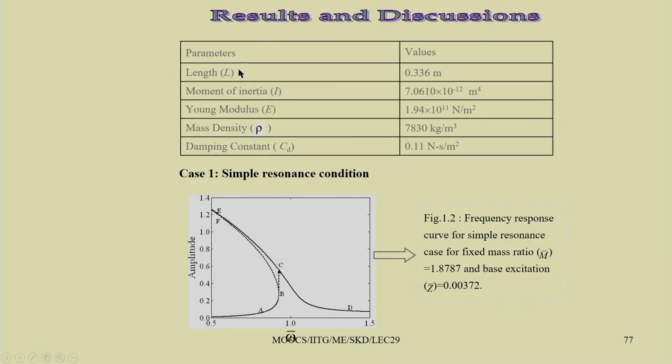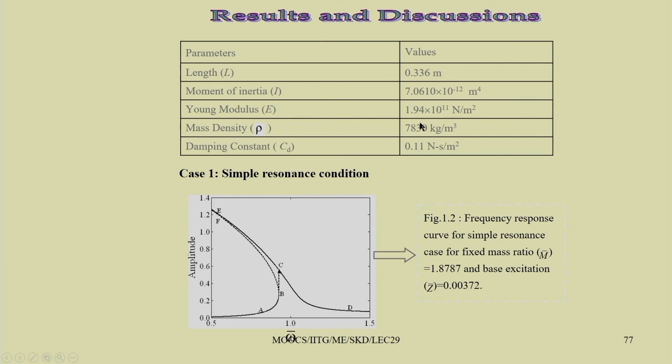Now, we can plot taking all these system parameters. You just see here the length is taken to be 0.336 meter, and then moment of inertia I equal to 7.0610 into 10 to the power minus 12 meter fourth. You may note that the dimensions are taken very small. If you slightly vary the dimensions, there will be large variation in natural frequency. So, they are very sensitive to the variation in the dimensions of the system. So, you have to take proper dimension system to get the required results.